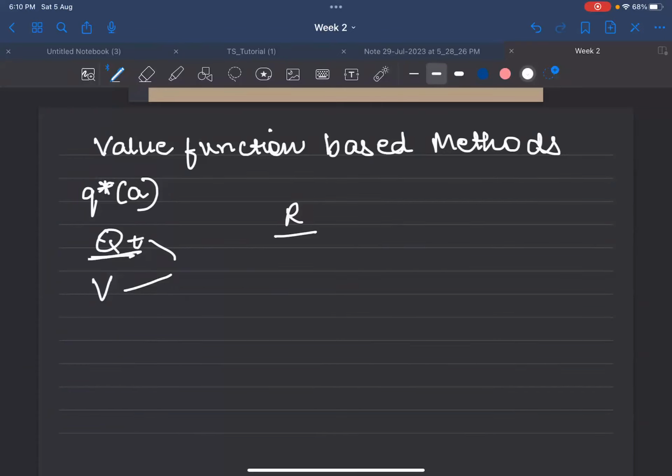Madam, can you explain once again? This is exactly what I'm confused about. I'll explain. Q is basically what we expected the reward will be, and R is the actual reward we received at an instant. That is R, and capital Q is the estimated reward.